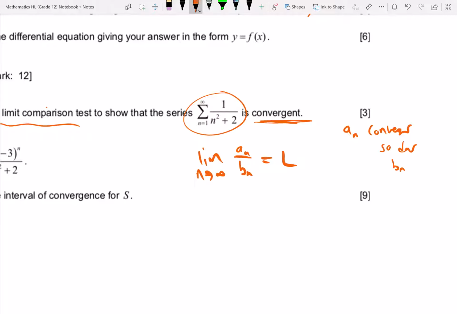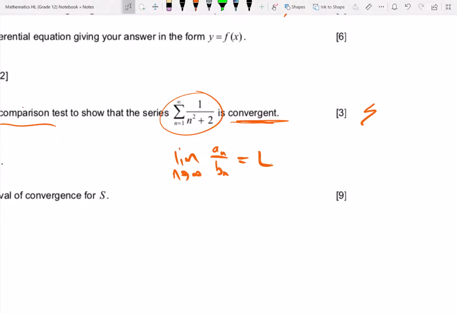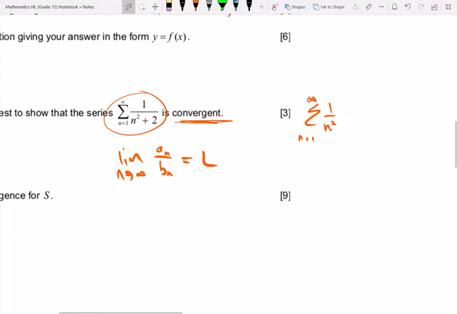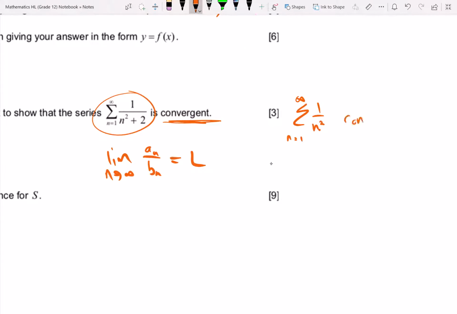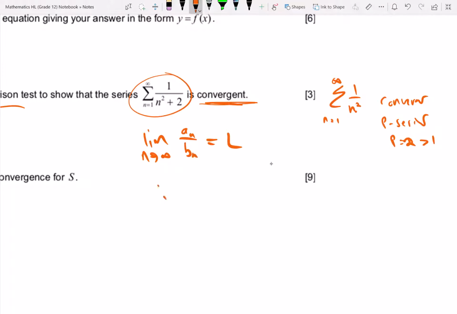So we want to think, okay, what am I going to compare this to? Well, let's compare it to a series we know converges, such as 1 over n squared. So let's start with this. This one converges because it's a p-series. P equals 2, which is greater than 1. Therefore, this converges.